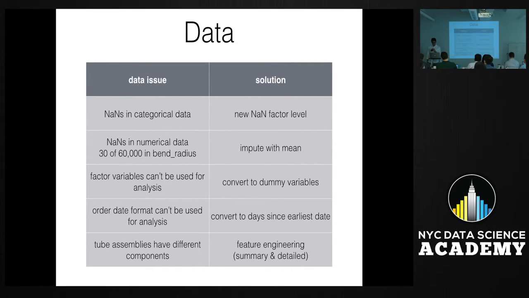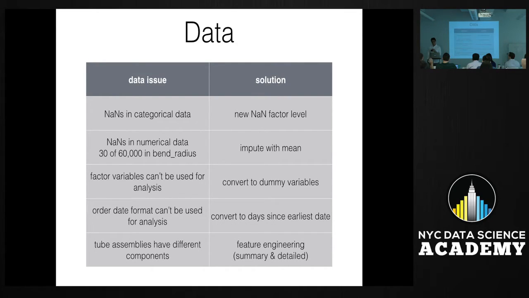Okay, so I suppose we had the choice of using the mean or a max or a min or the median. So we chose the mean to be a conservative approach, given that the missingness was in 30 observations out of the 60,000 in this variable called bend radius. So we thought that was a more conservative approach. That's why we used the mean. And I suppose the detraction would be that if these 30 observations were outliers, then that would skew the results of the analysis, it wouldn't reflect them as outliers.